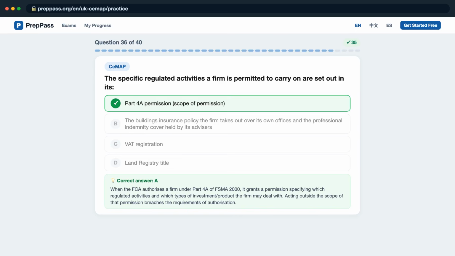When the FCA authorizes a firm under Part 4A of FSMA 2000, it grants a permission specifying which regulated activities and which types of investment or product the firm may deal with. Acting outside the scope of that permission breaches the requirements of authorization.